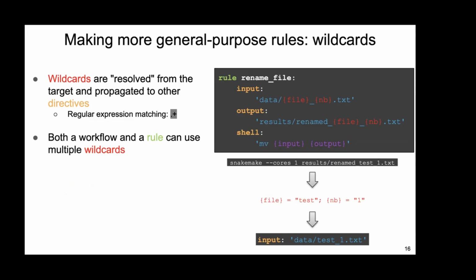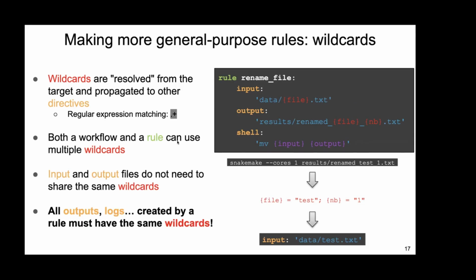Of course, you are not restricted to having only one wildcard per rule. You can in fact have multiple, as many as you need. In this case, we have two different wildcards. Once again, as long as in the target file we are specifying a string that allows us to get the values of those wildcards, we're fine. We compare this string to this pattern, and we see that file would get the value of test, number would take the value of 1. We propagate this to the input, which would mean that the input is data test1.txt.